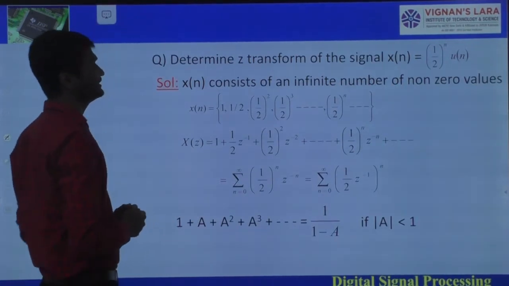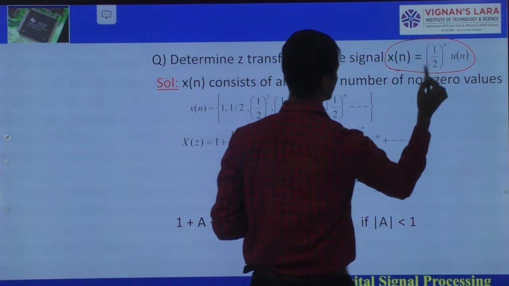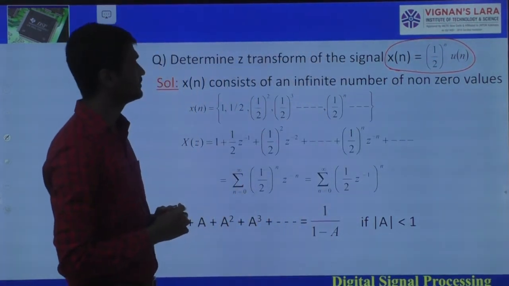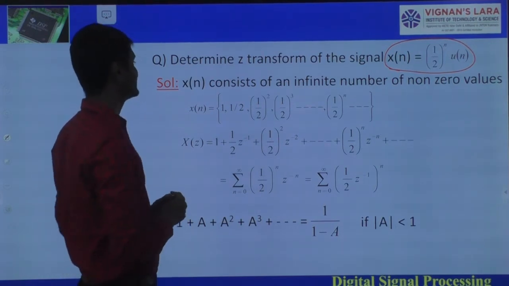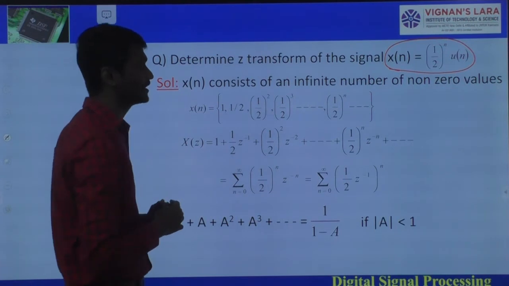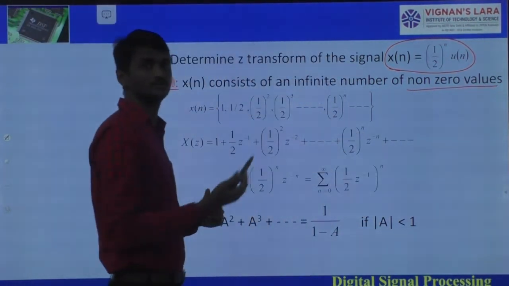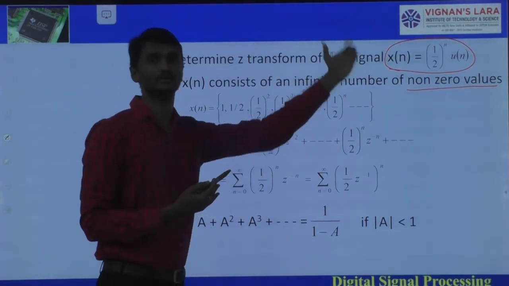So next, determine the Z transform of the signal x of n is equal to 1 by 2 whole power n u of n. So x of n consists of an infinite number of non-zero values. By substituting different values of n, it extends up to infinity.